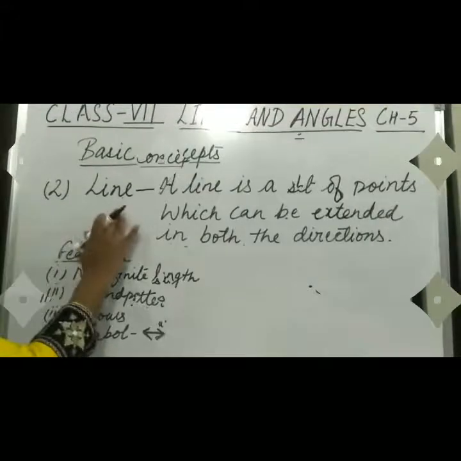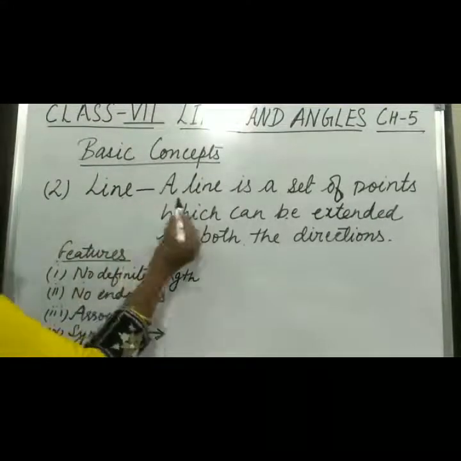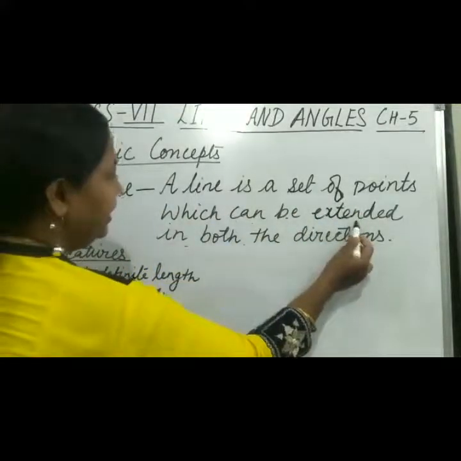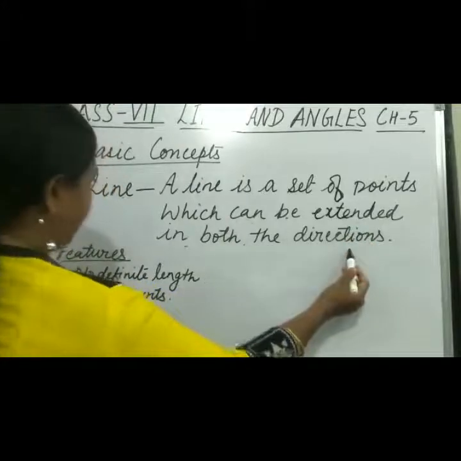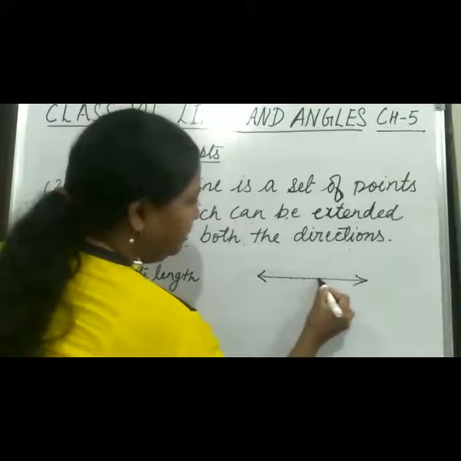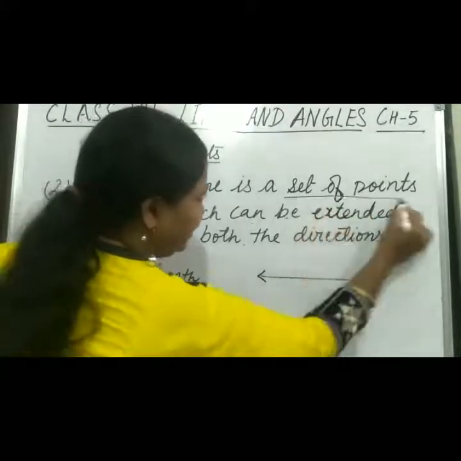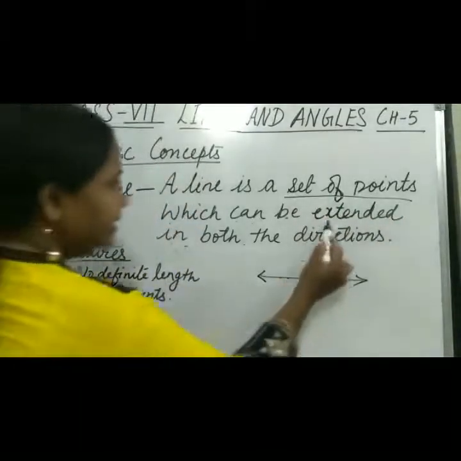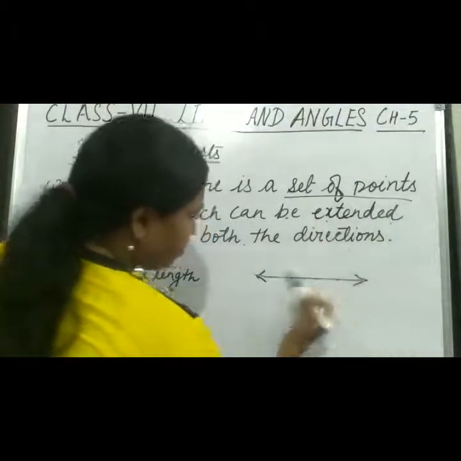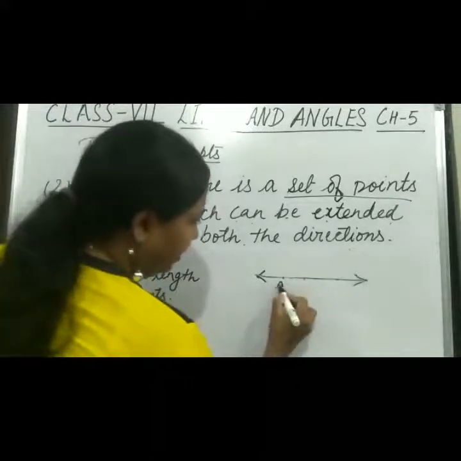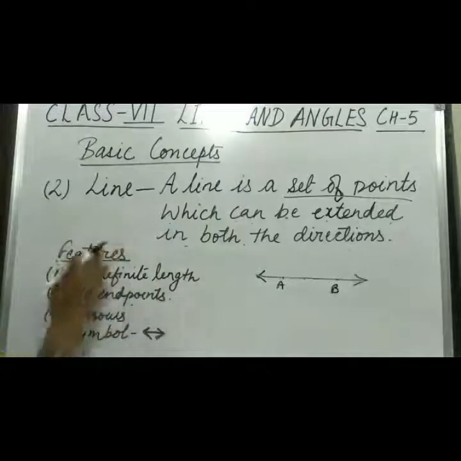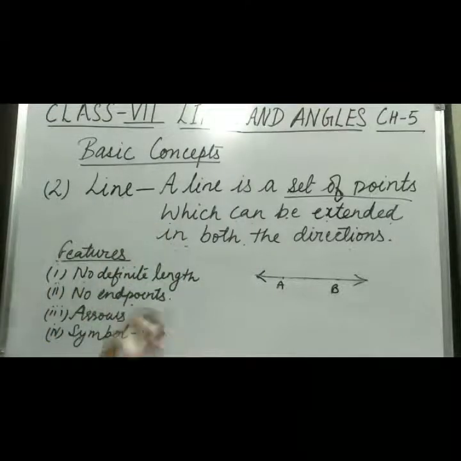Now the second topic is line. Definition of line: a line is a set of points which can be extended in both the directions. Now see this line. It has many points on it. So that means it has a set of points and it can be extended in this direction also and this direction also. Now let us take points A and B on it. Now we discuss some features about it so that this definition is more clear to you.